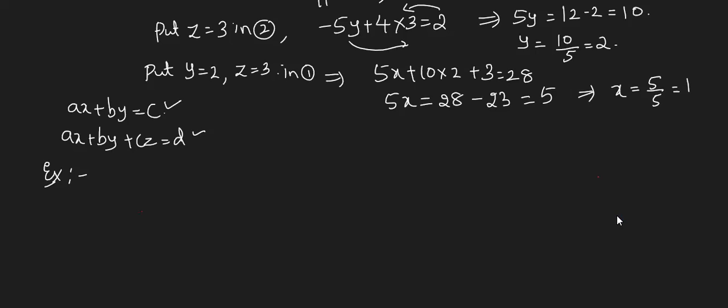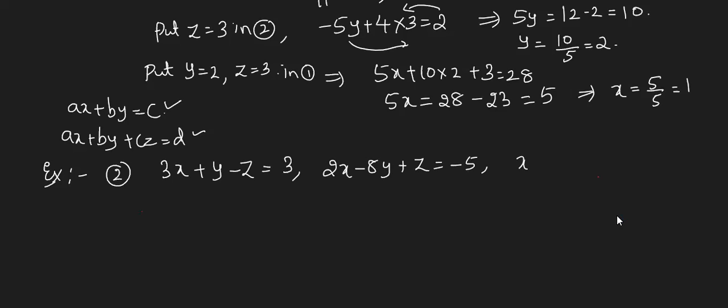Okay. Let me take from the question paper only. The question is same. Solve the linear system of equations by Gauss elimination method. In that, the second set: 3x plus y minus z equal to 3, 2x minus 8y plus z equal to minus 5, x minus 2y plus 9z equal to 8.